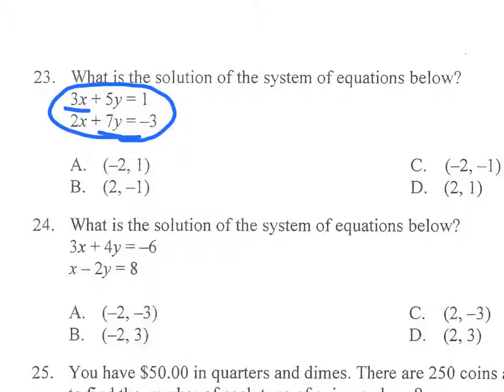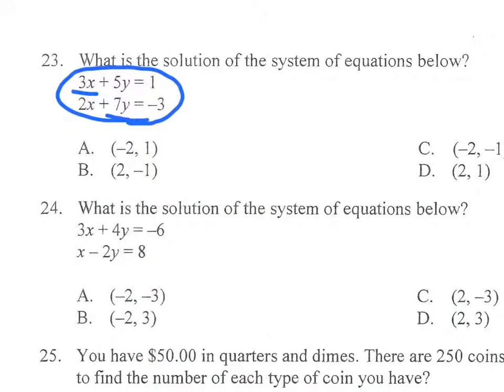Hey guys, I made a mistake. Number 23 wants to know which of these is a solution to the system of equations. So all you got to do is take the x and the y for each ordered pair and plug them into the equations. If it balances out, like on the top one, if you get 1 equals 1 and negative 3 equals negative 3, then that would be a solution. If they don't work out to get the same thing on both sides, they're not a solution.